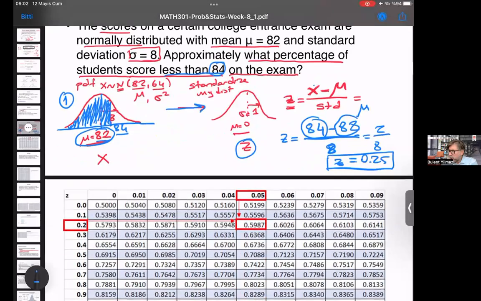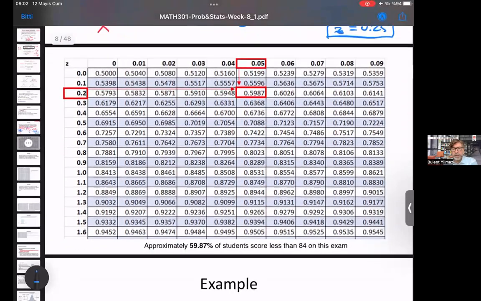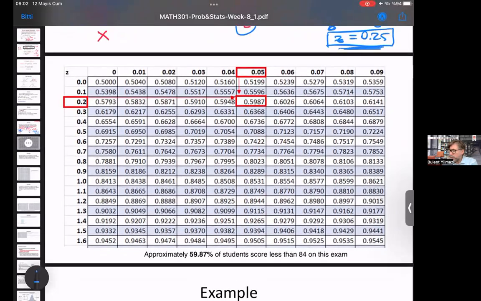Okay, now I should come to the z table. Okay, this is the z table. How do I read the z table? My z is 0.25. I'm going to come here, find 0.2 here. It says 0.25. So 0.2, 0.21, 0.22, 0.23, 0.24, and 0.25. So this is what I need. It's a table which does the calculation automatically. I don't need to do any integrations or anything.